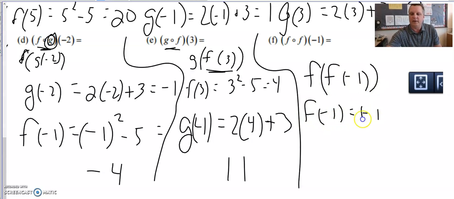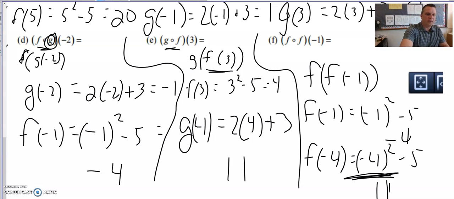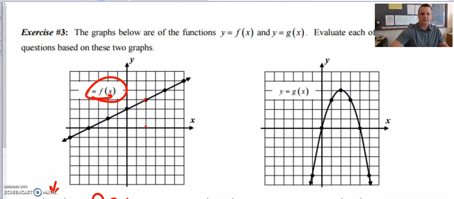And then the last one, f of f of -1. f of -1 is (-1) squared minus 5, for -4. And then f of -4 is (-4) squared minus 5, for 11. You have to be careful. If you don't put that in parentheses, it's going to give you -16, which is incorrect. Okay. Moving on with, hopefully, exercise 3.